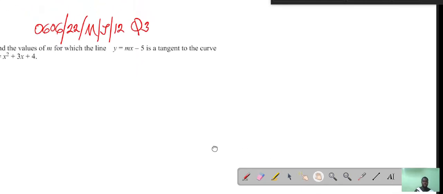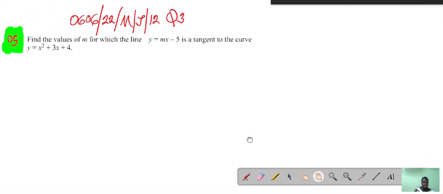Oh, this is nice. I'm seeing something we have not really solved. Tangent. The keyword tangent. Identify the keyword there, tangent. Identify that we are given two y's, y here, y here. That means there's an intersection between a curve and a straight line. Y equals mx minus 5 is obviously a straight line. And this is a curve. Okay, so first y equals y.